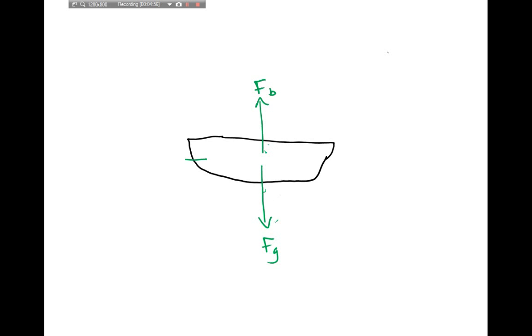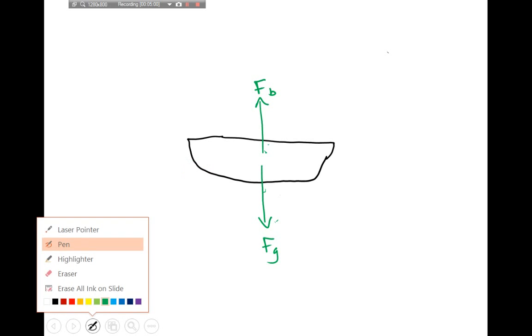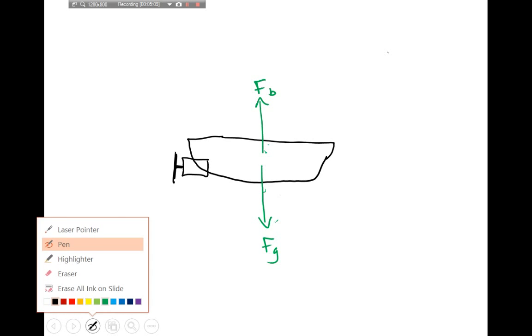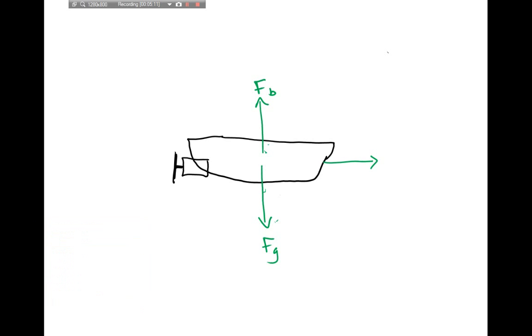Now, we're told that the boat has some kind of engine that's pushing it forward. So let me draw this, some kind of engine here with a propeller, and that's pushing the boat forward. So this engine exerts a force on the boat that pushes it like this. So we have a force caused by the engine.